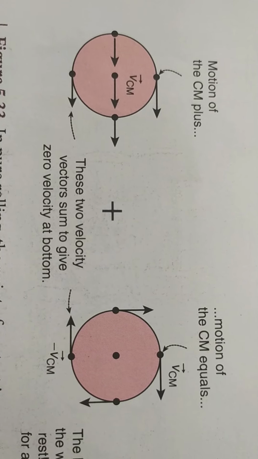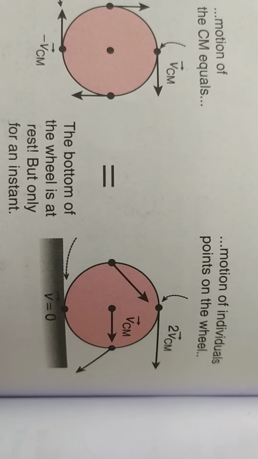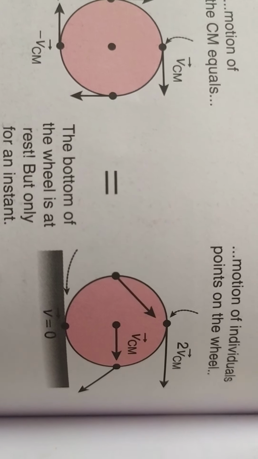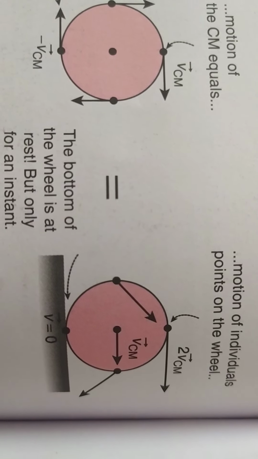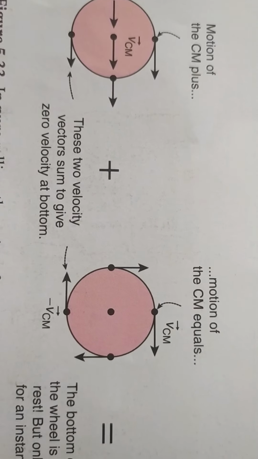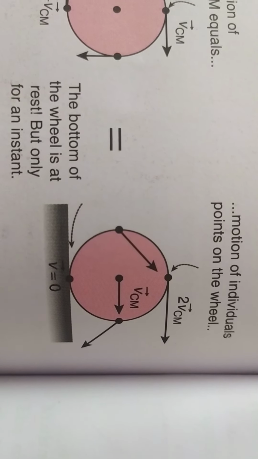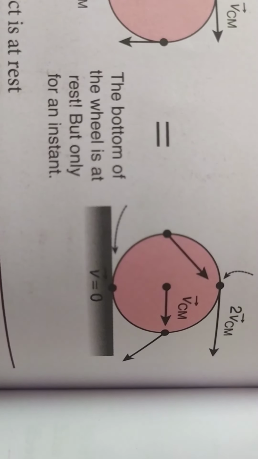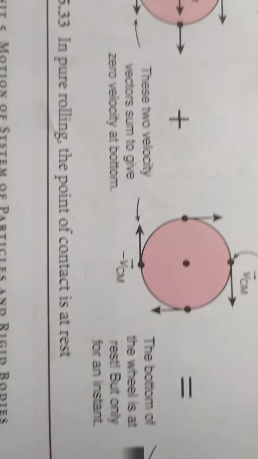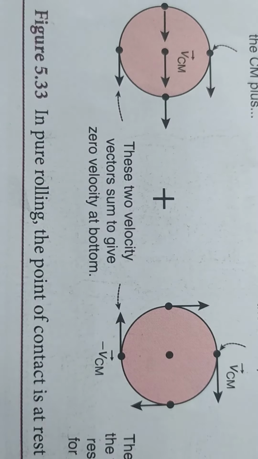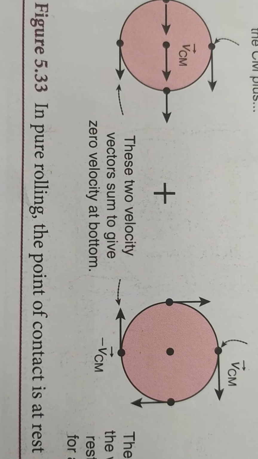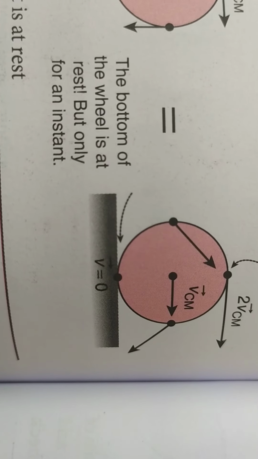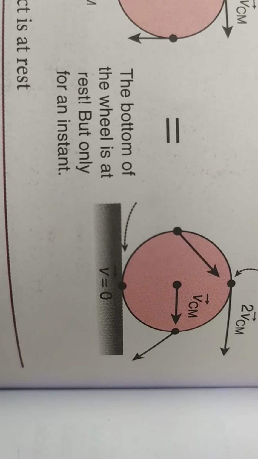When you see the combination of this, you have to find the resultant velocity. At the topmost point, the two velocities are added up, so you will get 2 Vcm, and at the center of mass the velocity is V. At the point of contact, the velocity is 0, because in this diagram we have Vcm and minus Vcm, so both of them act in the opposite direction. So at the point of contact the velocity is 0.